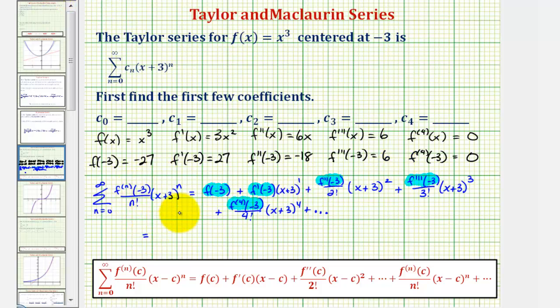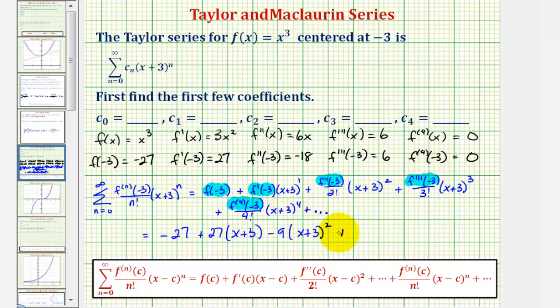So our series is equal to, we have f of -3, that's -27. And then f prime of -3 is equal to 27, so we'd have plus 27 times the quantity x plus 3, plus, here we have f double prime of -3 divided by 2 factorial. 2 factorial is equal to 2, so we'd have -18 divided by 2, which is -9. So let's write this as minus 9 times the quantity x plus 3 squared.